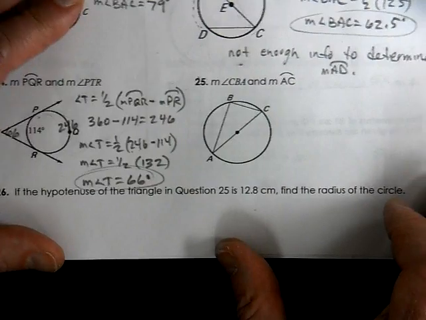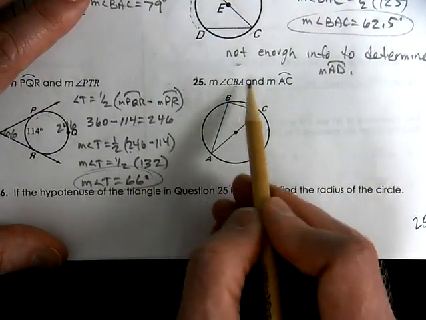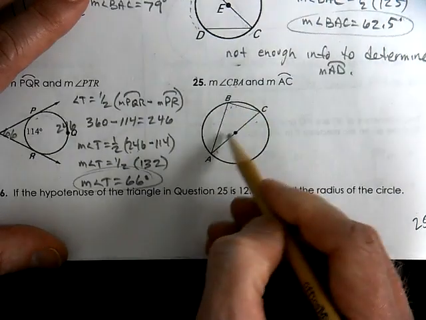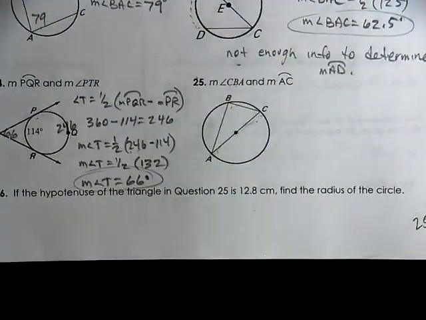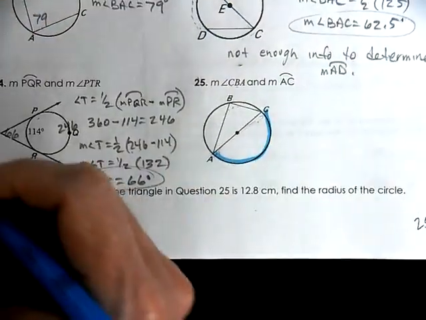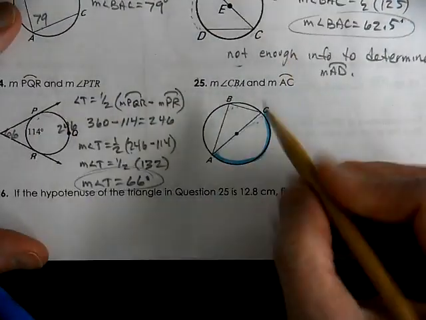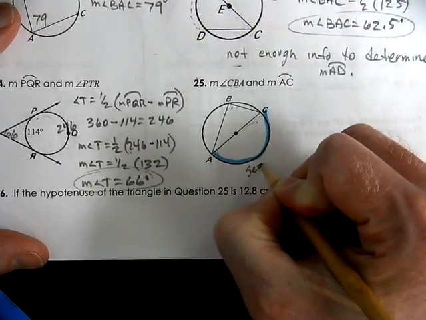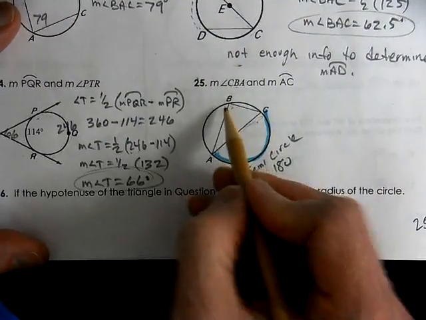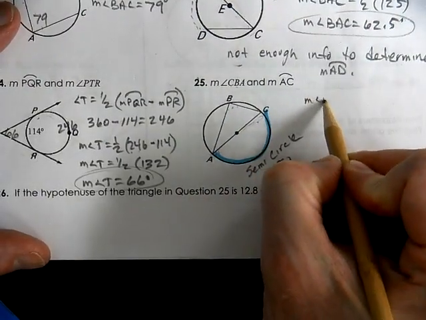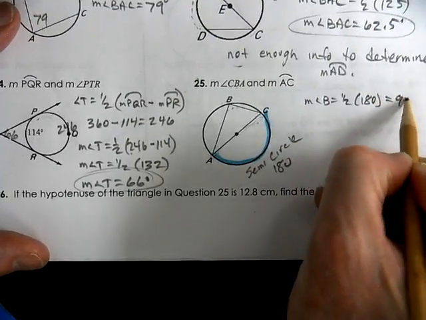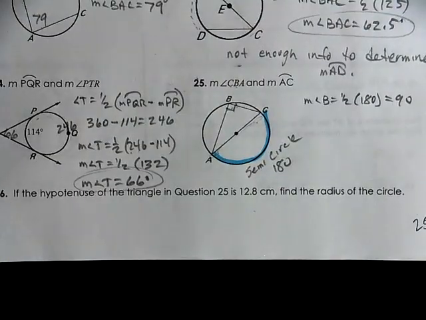All right, coming over here. CBA, C to B to A. What's its measurement going to be? Well, this is a diameter, so this is called a semicircle, which is 180. So angle B is going to be half of 180. It's going to equal 90. It's a right angle.